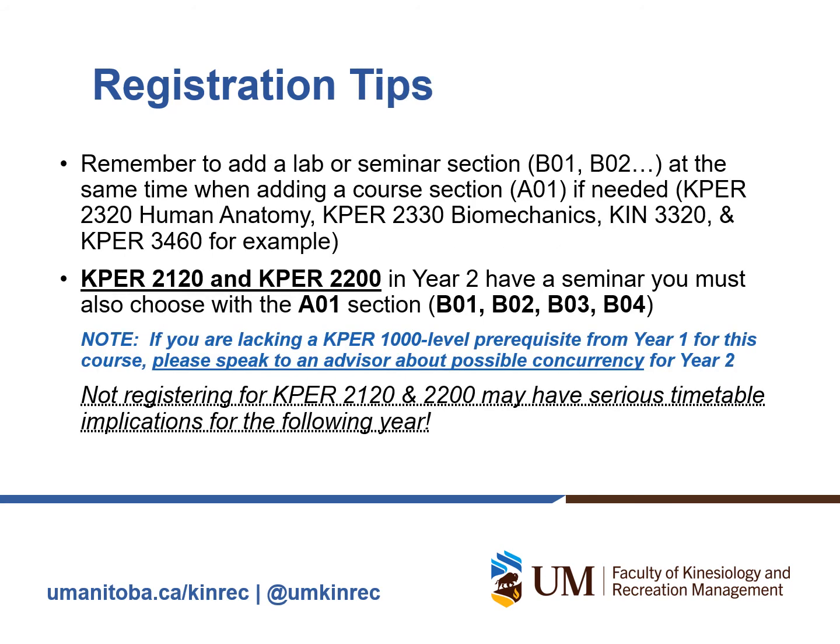Now onto some registration tips. We do want you to pay attention on your degree planning sheets for courses that indicate they have a lab or seminar component to them. For these courses, you will also need to add a lab or seminar section in addition to the course section listed. For example, courses like Human Anatomy, Biomechanics, and Intro to Research all have lab components, so you will see the lab sections also listed in Aurora Student, and you will need to choose one to register in at the same time that you register for the course.